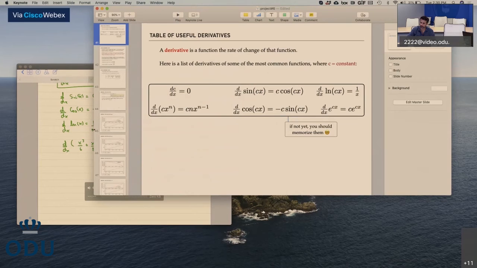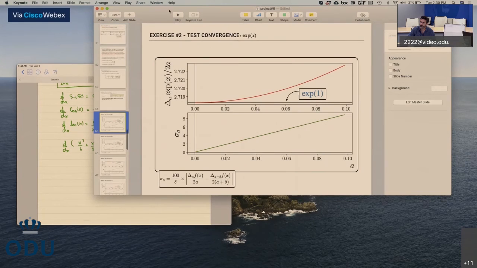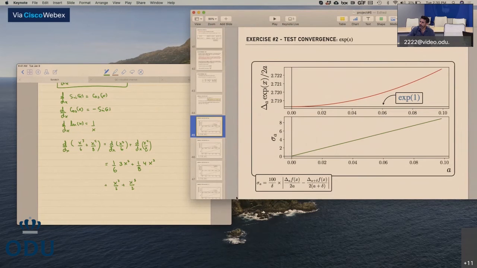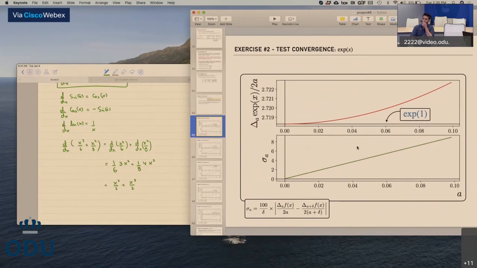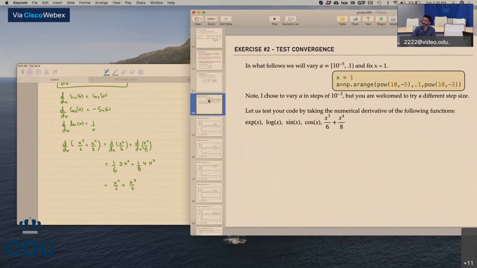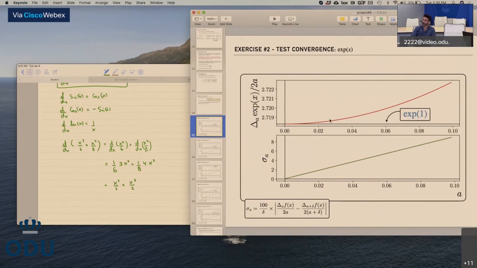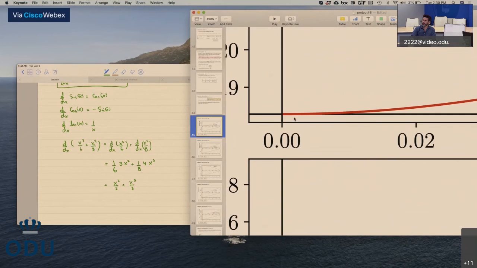All right, so now let's go forward. Okay, so here I have my code plotting the finite difference divided by 2a as a function of a. You see that as I take a from 0.1 all the way to 0, it starts to approach some number here.